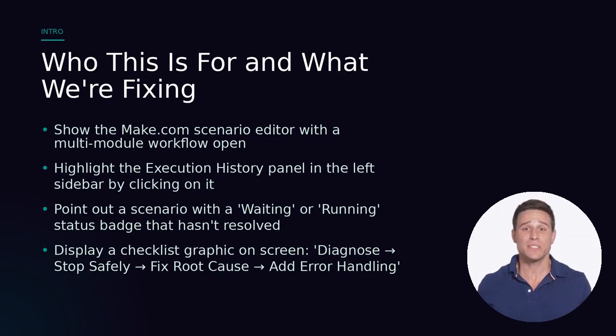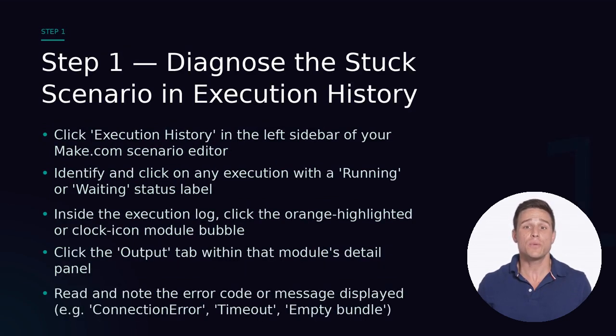If you're a freelancer or small business owner running automations on make.com, you've probably hit this. A scenario that's gone quiet. No errors, no output, just nothing. Could be a loop, a timeout, a queue piling up behind the scenes. We're going to diagnose it properly, fix it safely, and then set it up so it never silently breaks on you again. First thing, don't touch anything yet.